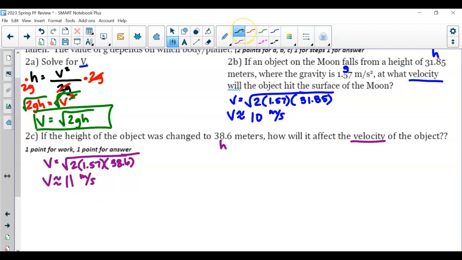So how will this affect the velocity? Well, this made sure that the velocity increased by approximately 1 meter per second. So notice how here we're increasing, but don't just say that the velocity increased, right? Increased by approximately how much? 1 meter per second, because here we got 10, but then we increased to 11.